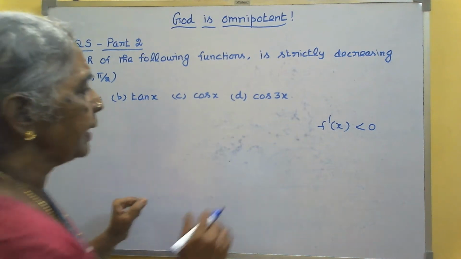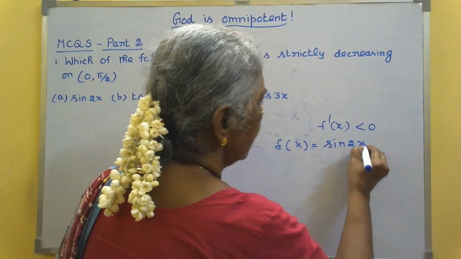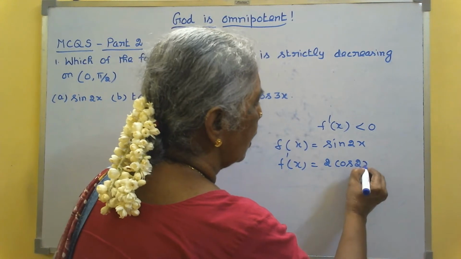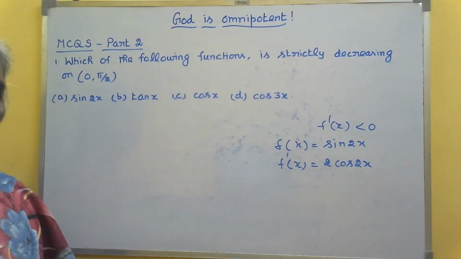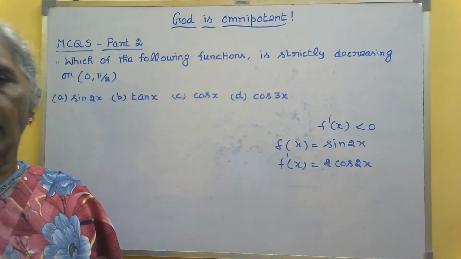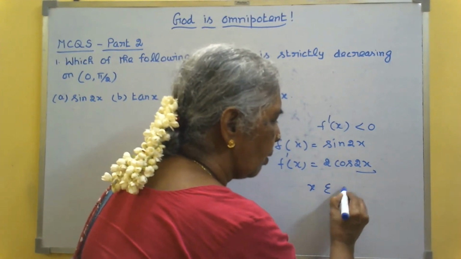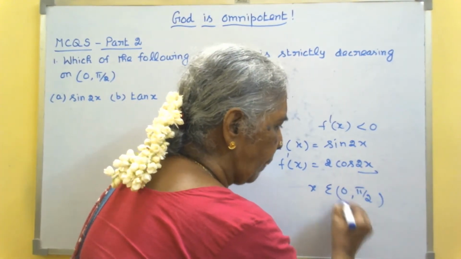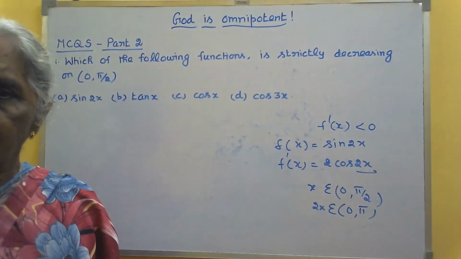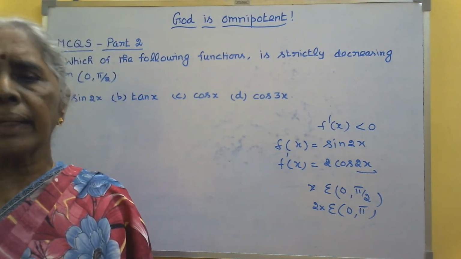First, let me take f of x is equal to sin 2x. So, what will be f dash of x? That will be 2 cos 2x, right? Here your x lies in the interval 0 comma pi by 2. That means 2x will belong to the interval 0 comma pi, right? That means it is the first quadrant as well as the second quadrant.